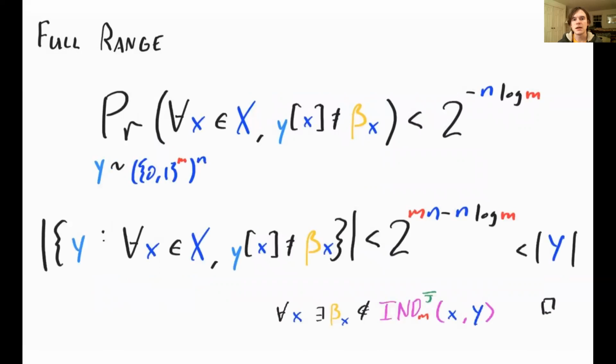And now if we look at this as the set of vectors fulfilling this condition, we know that set has size at most 2 to the mn, which is all possibilities, minus n log m, which is less than the size of Y. And what this means is that there's some y in capital Y which doesn't fulfill these conditions. And you can show very straightforwardly then that the index gadget actually does output the assignment that we claimed wasn't there, even restricted to little x. So this is the end of the proof of our main lemma and the end of our lifting theorem.